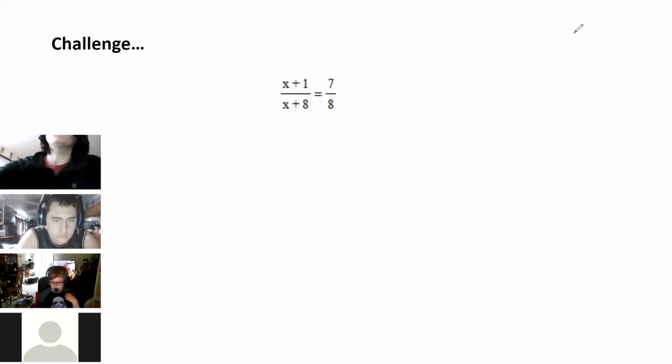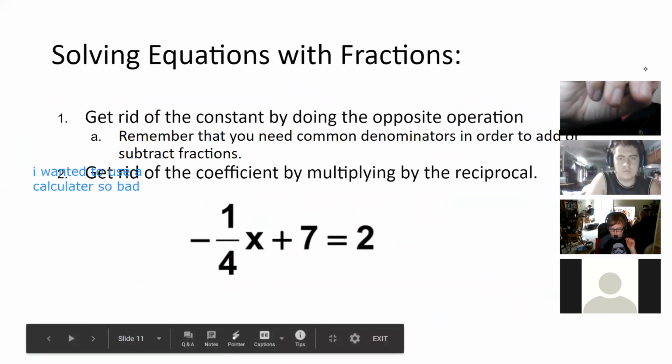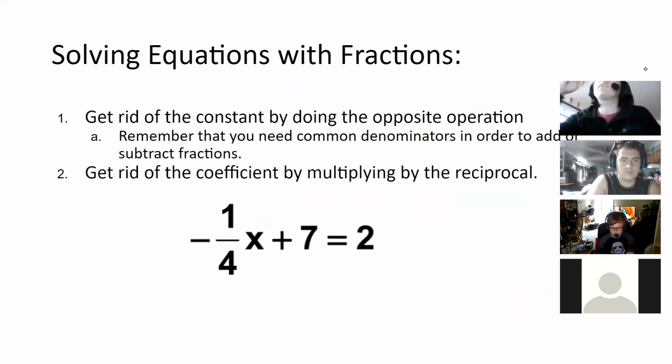Okay, I've got to show you two more things, how to deal with these equations that have fractions in them. Oh, and you know what? You are always allowed to use your calculator. Always. It's okay. Totally fine. But I just want to make sure you know the process. Okay? Cool.